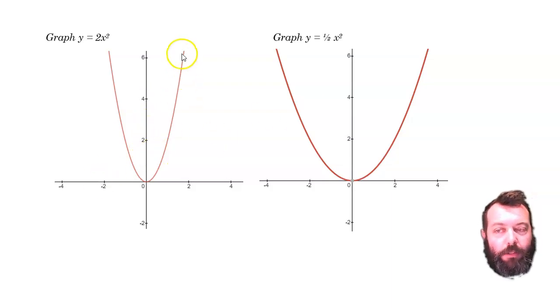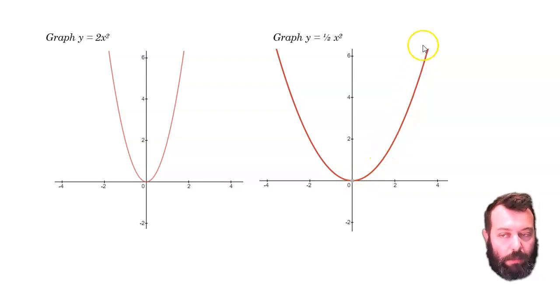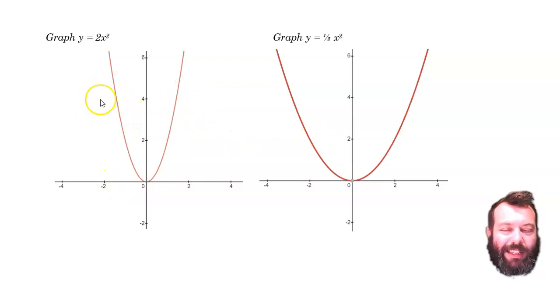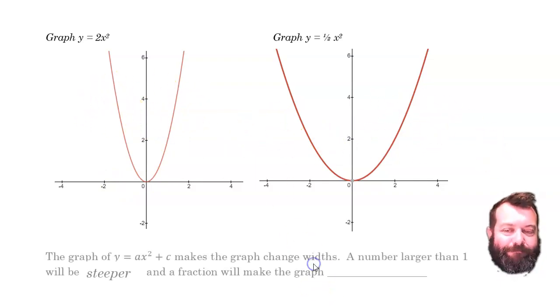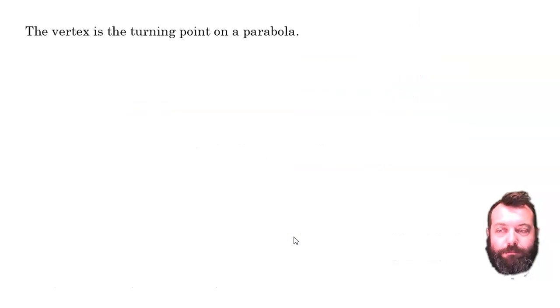So what's happening here is that the sides of this one are steeper. It goes up faster. Right? The 2 makes the sides of that graph go up faster, whereas the half makes them go up more slowly. Okay, so the sides are steeper, or we might say that this one is skinnier and this one is wider. So what happens if I put a number more than 1 out the front there? Then the sides get steeper, and a small number makes the sides less steep, makes the whole graph appear wider.